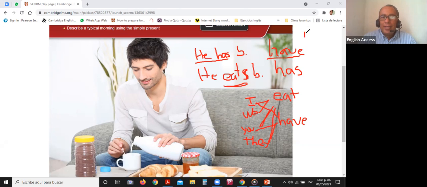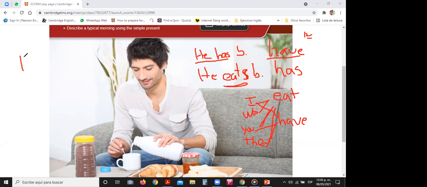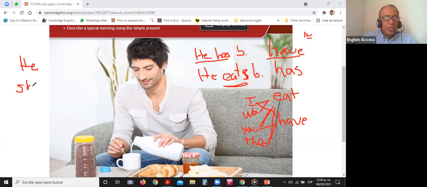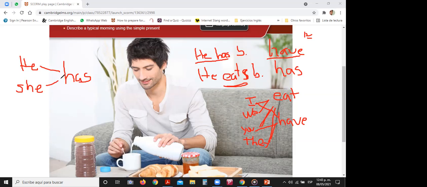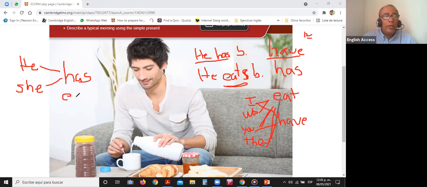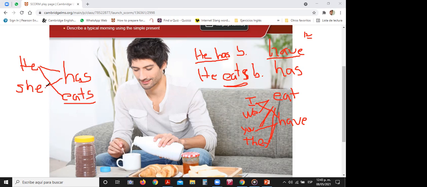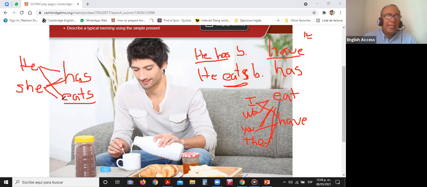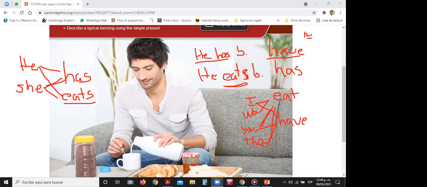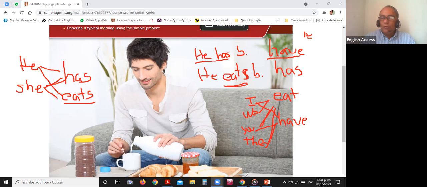But for he or she, it changes to has. He has breakfast, she has breakfast, or with the verb eat, we add an S. We are going to see that in a minute. So he has breakfast or he eats breakfast. She has breakfast or she eats breakfast. This is only for third person. These rules apply for third person.